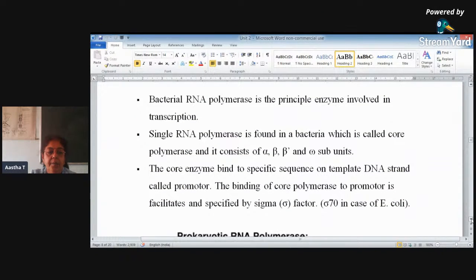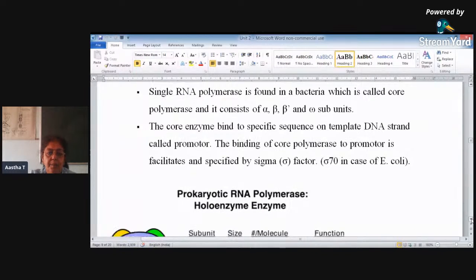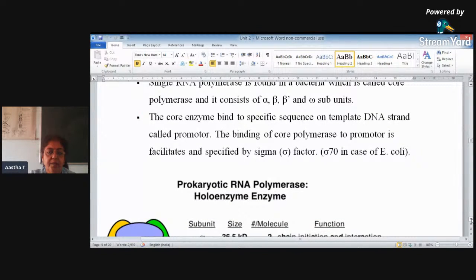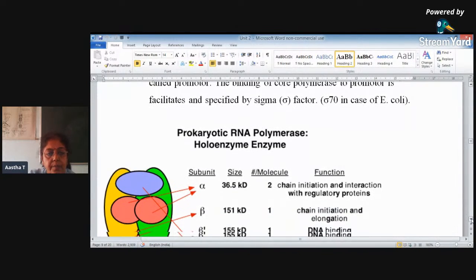This core RNA polymerase consists of alpha, beta, beta prime and omega subunits. It binds to the specific sequence on the DNA template, which is known as promoter. Binding of the core RNA polymerase to the promoter is supported by the sigma factor, sigma 70 in case of E. coli. Very important, underline it or note it down. It may be asked in the MCQs.